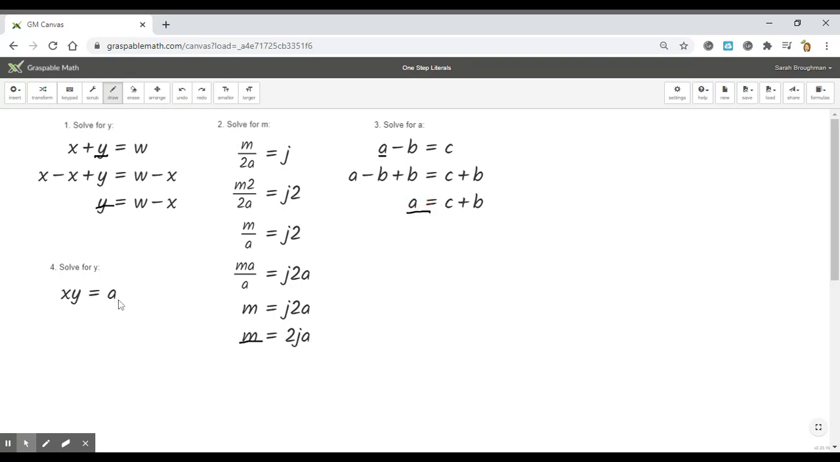For problem number 4, I'm going to solve for y. So I need to get y by itself. Right now I have x times y, and the opposite of multiplication is division. So I'm going to make sure transform is clicked. I'm going to grab x and bring it to the other side. I'm going to divide both sides by x. X divided by x is 1, and we don't usually write that. So we're going to be left with y equals a divided by x. Y is by itself, and I am done with that problem.